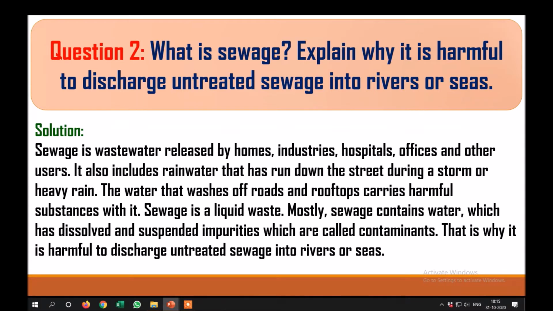Sewage is wastewater released from homes, industries, hospitals, offices and other users. It also includes rainwater that can run down the streets during a storm or heavy rain. The water that washes off roads and rooftops carries harmful substances with it. Sewage is liquid waste. Mostly sewage contains water which has dissolved and suspended impurities which are called contaminants. That is why it is harmful to discharge untreated sewage into rivers or sea.